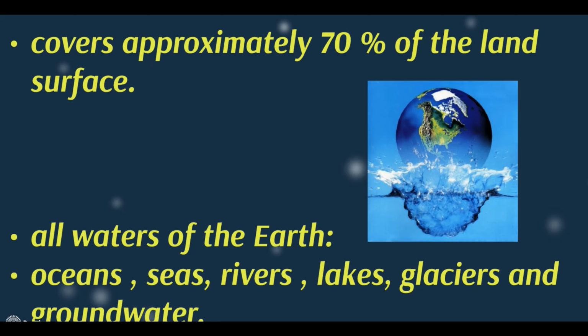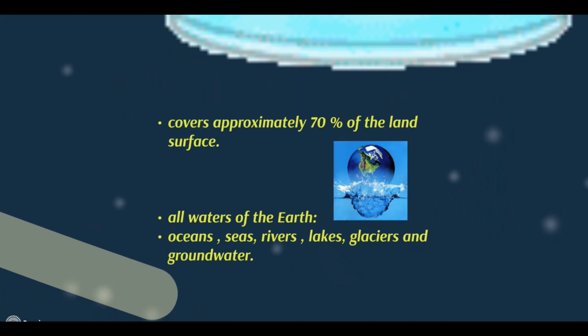Another fact we have here is that all water of the earth are oceans, seas, rivers, lakes, glaciers, and groundwater. So in these parts we can find the most covered surface of water in the earth.